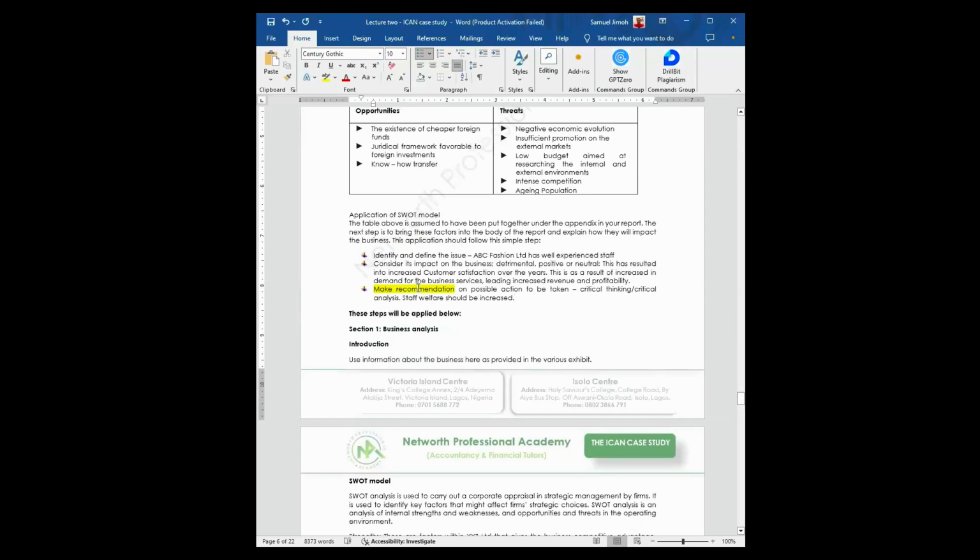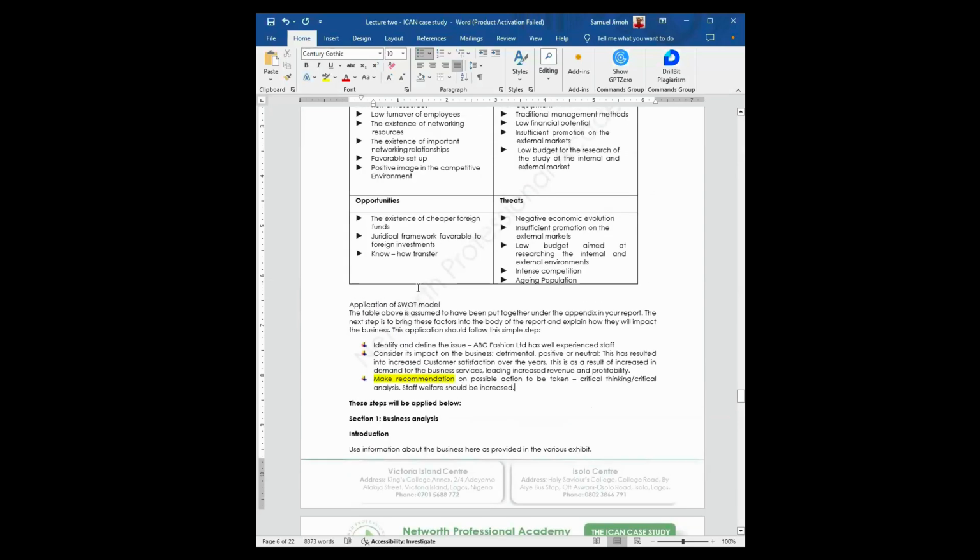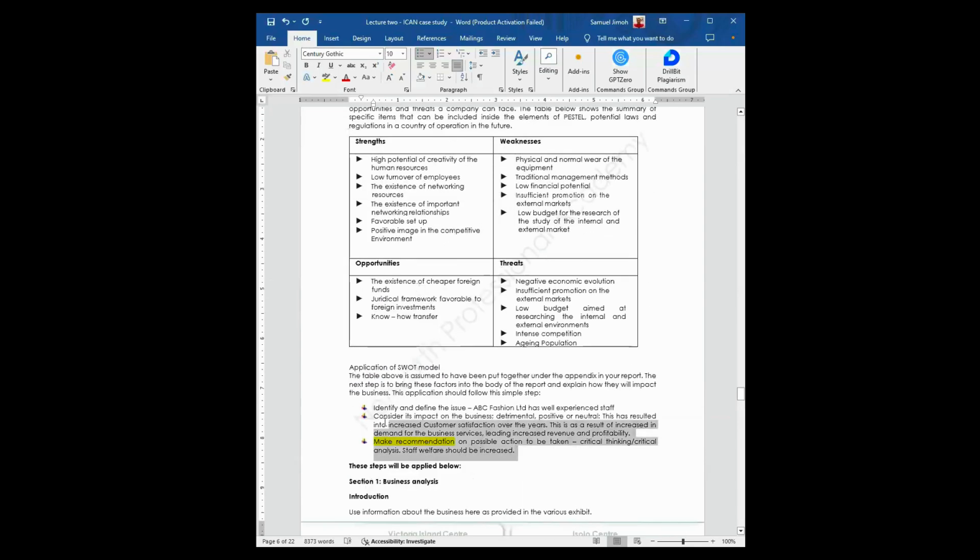So these are the three basic steps that you should take in analyzing any factor, any issue that you come across in the world, in any case. These steps will also be used in other analytical skills. In fact, when we are discussing in class like this, when you want to make a point, you should follow these steps.